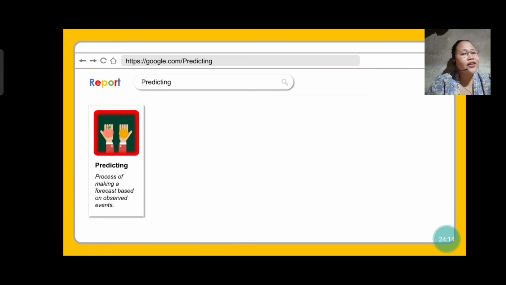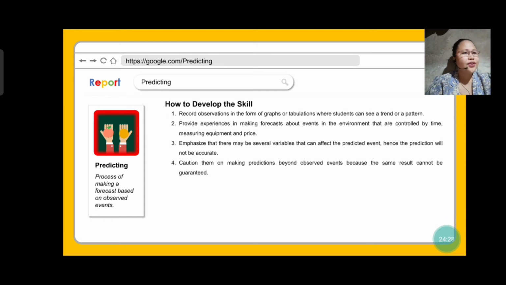So the next integrated science process is predicting. So what is the skill of predicting? It is a process of making a forecast based on observed events. So how to develop the skill of predicting? You predict, you forecast what will be the result of what we have observed. So for example, how to develop the skill of predicting?